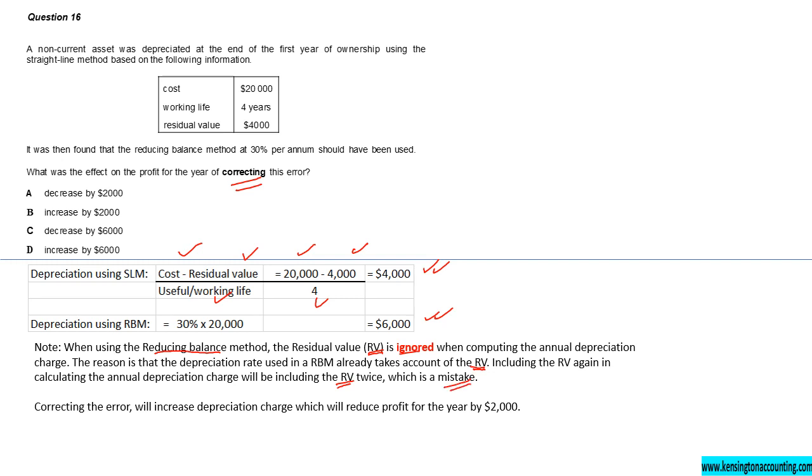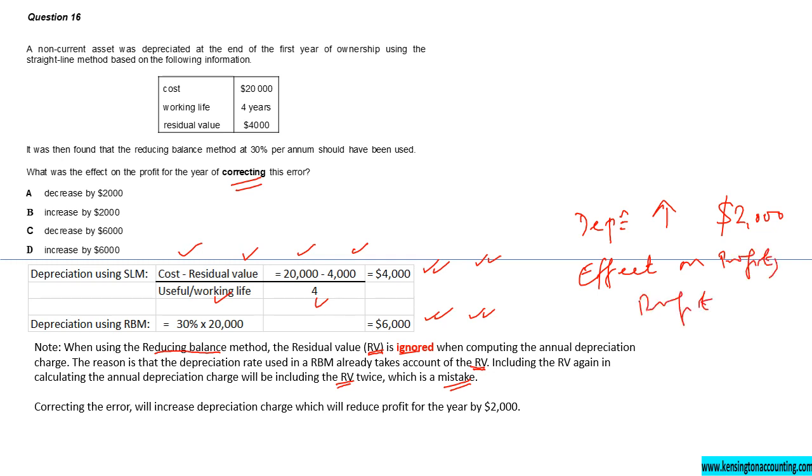So initially it was 4,000. The correct answer is 6,000. Therefore, depreciation has gone up by 2,000. And the effect of the correction of this on profit is that profit will go down by $2,000. So profit will decrease by 2,000. Therefore, the answer is A.